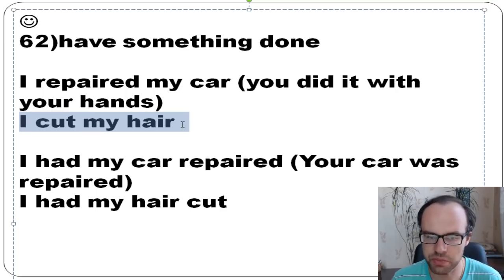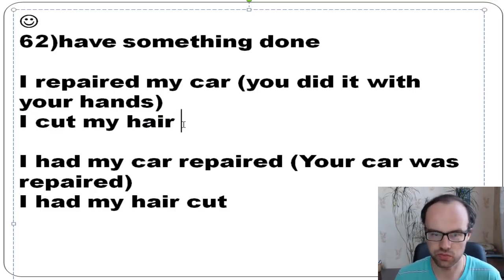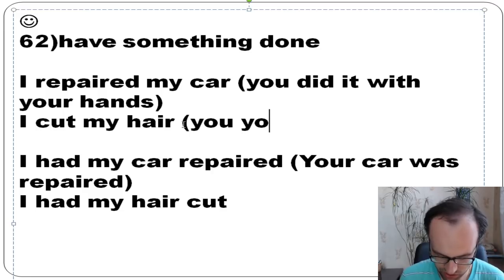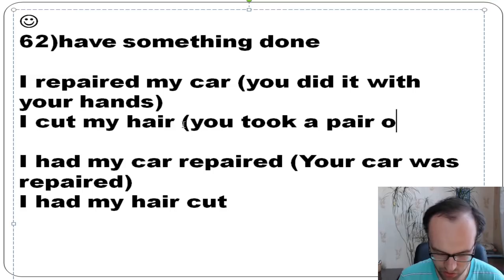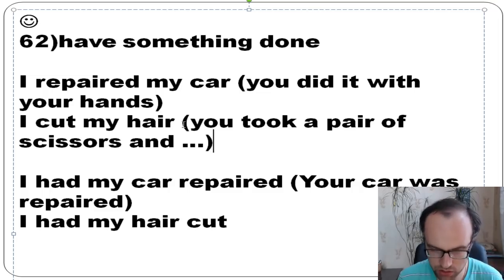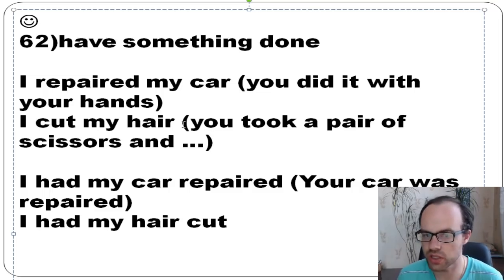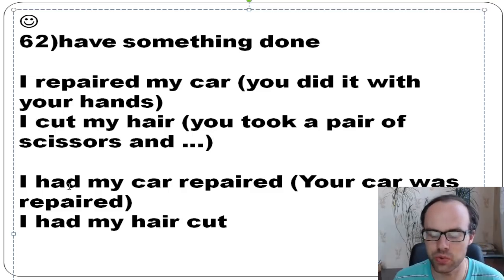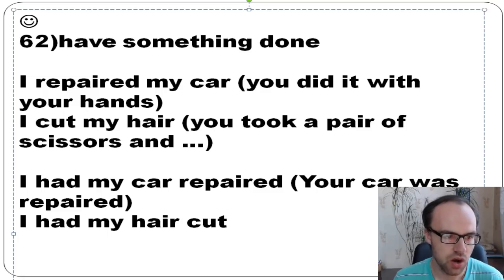Next, I cut my hair. If you say I cut my hair, it means that you took a pair of scissors and cut it by yourself. But I think that's not true. So we say, I had my hair cut.